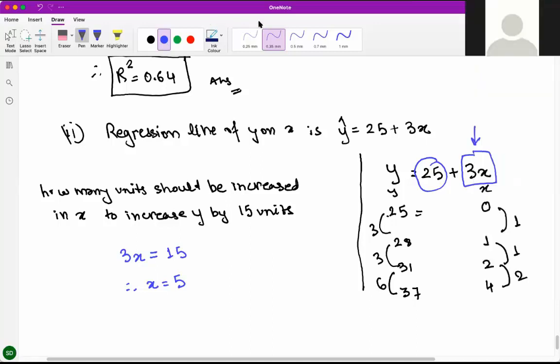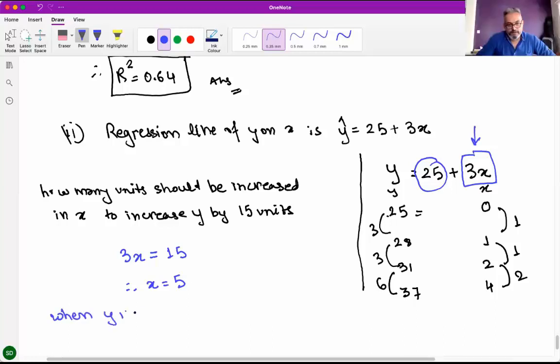Yes. याने ध्यान दो. You took 0, you got 25. You took 1, you got 28. You took 2, you got 31. So with every single unit, 3 units increase. So if we want 15 unit increase, कितने से x बढ़ना चाहिए? So x should be 5. X should increase by 5. So y will increase by 15. Understood this?